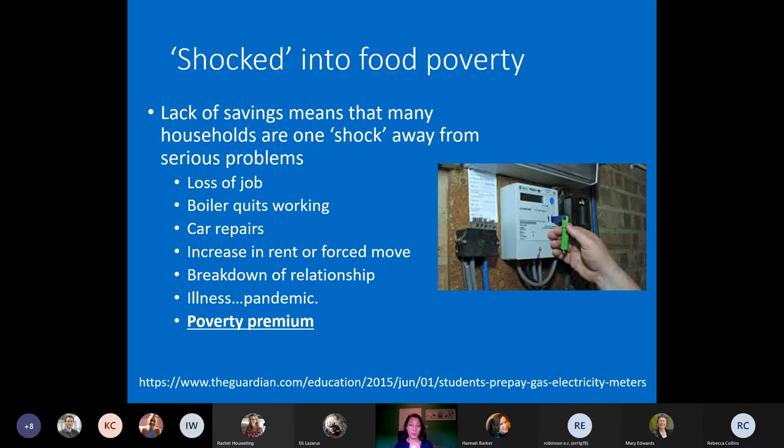In addition, for people who are in the private rented sector, there's often annual increases on rent, or you might have to move out because you can't afford the rent anymore. Then you have to go somewhere else and come up with a new deposit. So there's all these kind of additional costs.